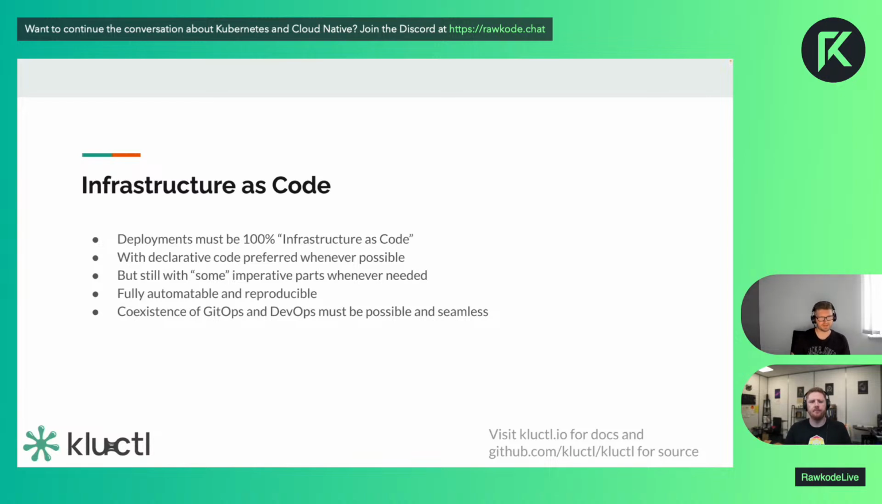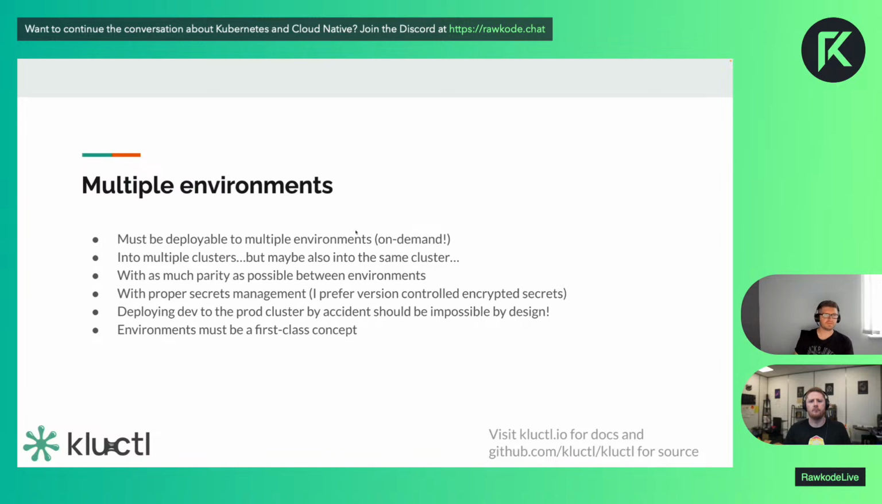So that is kind of a mix of declarative and imperative. It must be fully automatable and reproducible. And for me, it was always important to at least allow the coexistence of GitOps and DevOps in a seamless way. I'll explain that later a little bit.